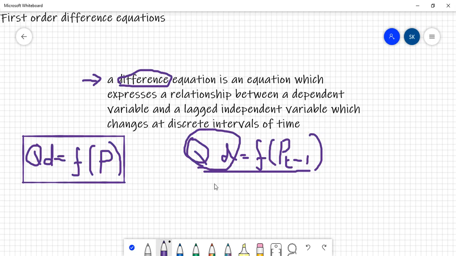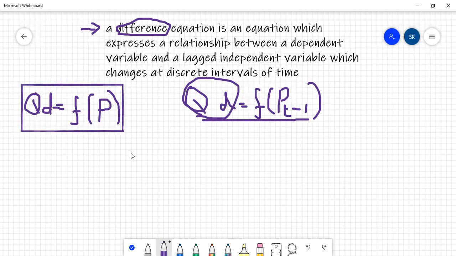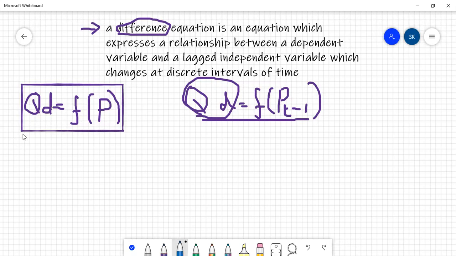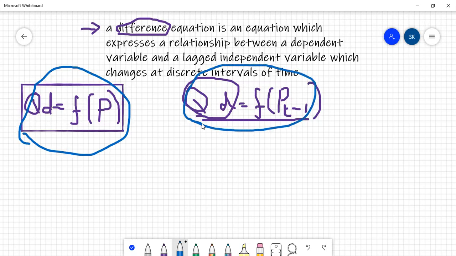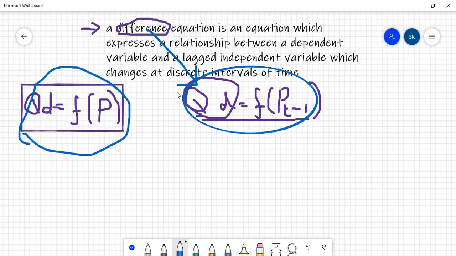Again, we have other examples over here. Now this one is not a difference equation, whereas this one is a difference equation. You should know the difference between a difference equation and a simple equation. This is a simple equation, this is a difference equation. So we will be studying such kind of equations in today's topic.